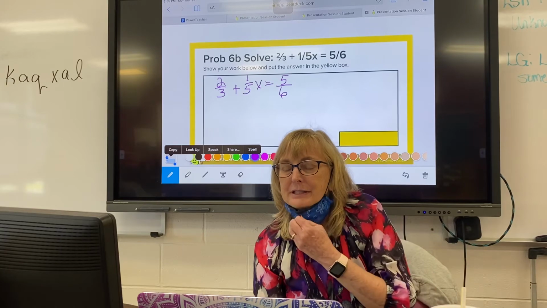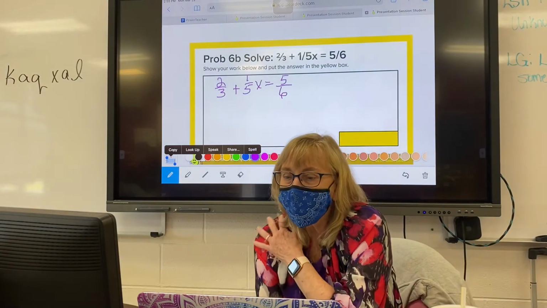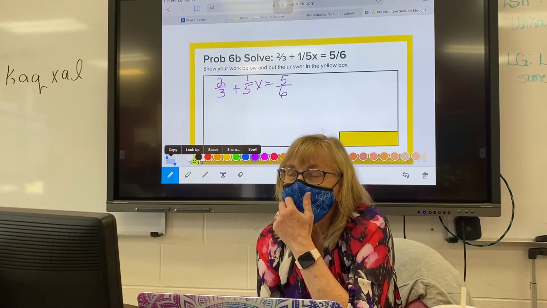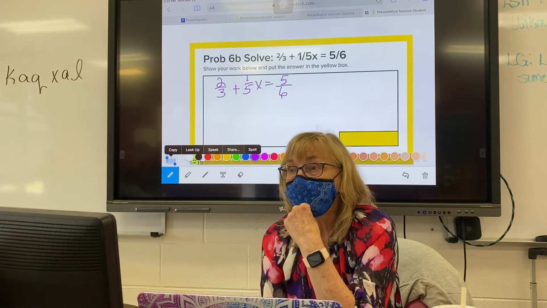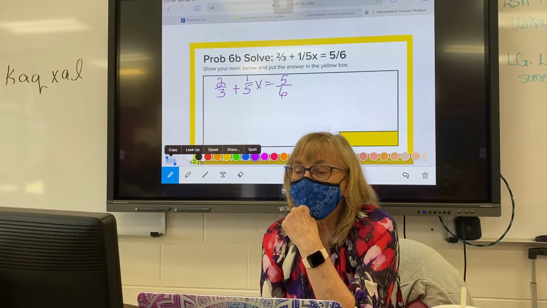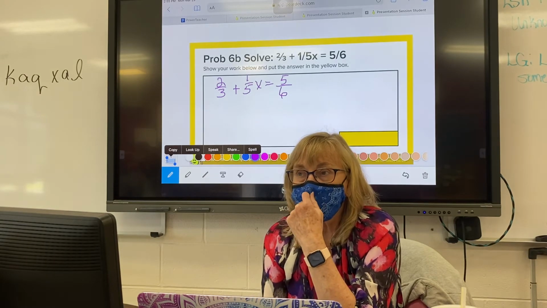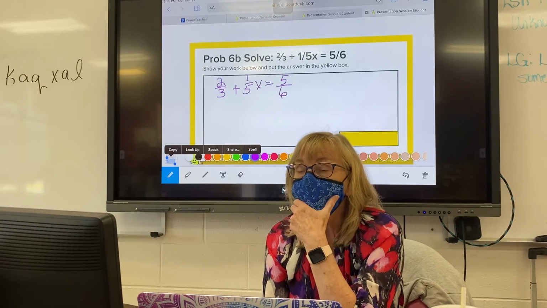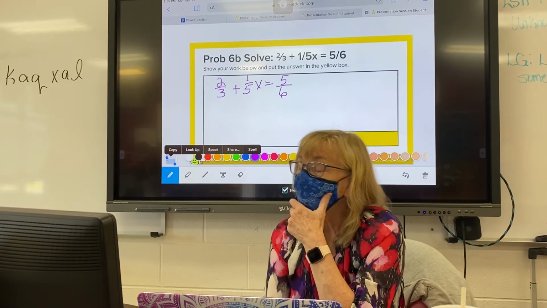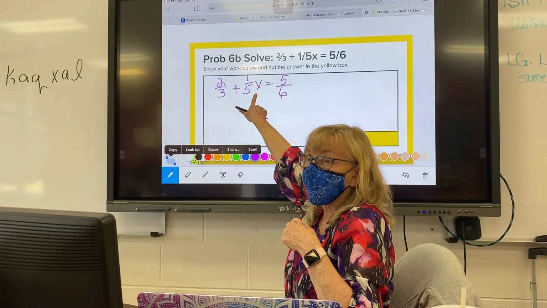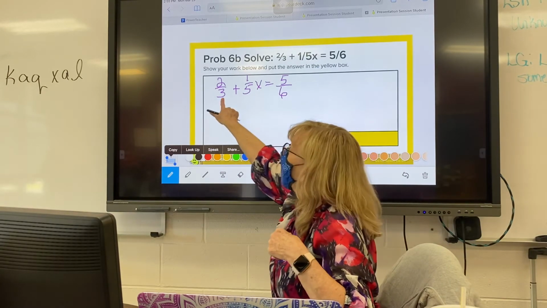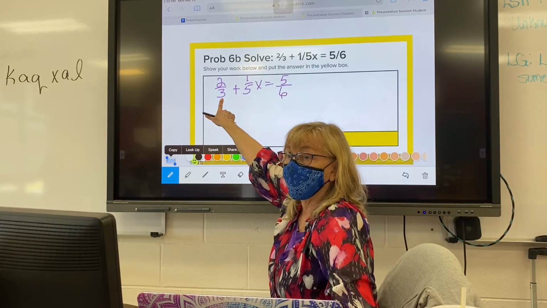Okay, DeMarc, do you see any subtraction? I'll walk you through the steps. Do you see any parentheses? Okay, do you have the x term by itself on one side and the constants on the other side? Here's your x term. Is it by itself on one side? Nope.